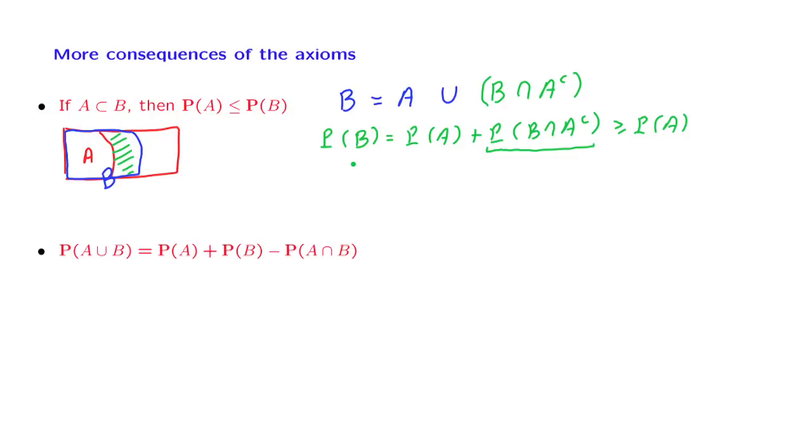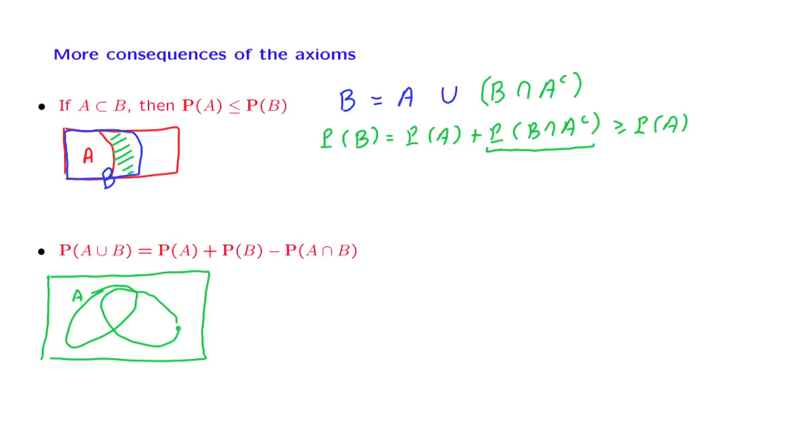The next property we will show is the following. It allows us to write the probability of the union of two sets for the case where the two sets are not necessarily disjoint. So the picture is as follows. We have our two sets, A and B. These sets are not necessarily disjoint. And we want to say something about the probability of the union of A and B.